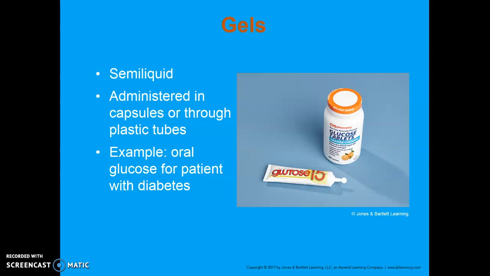So the next one we'll talk about is gels. These are semi-liquid. These either can be administered within capsules or in plastic tubes. The consistency is really similar to that of paste or of creams, but they're transparent in nature. So an example would be oral glucose for a patient who has diabetes. You see the tablets up in the bottle, but in that little tube in front, that's actually just liquid glucose that you can put in their mouth and they can eat it in order to raise blood sugar.